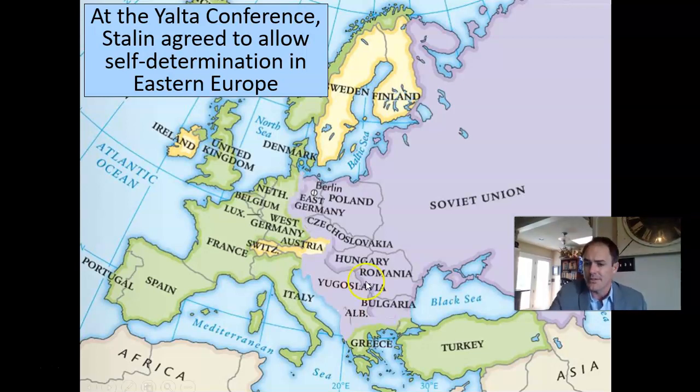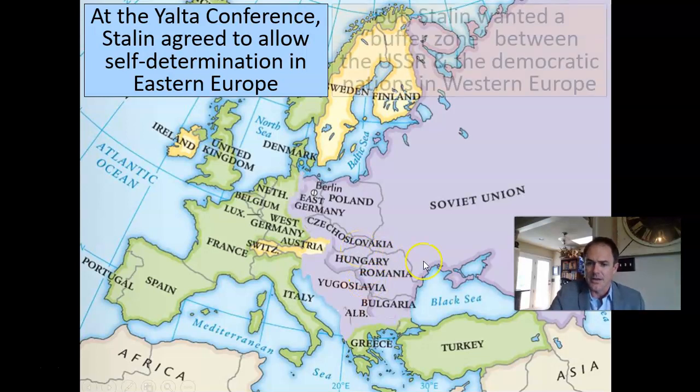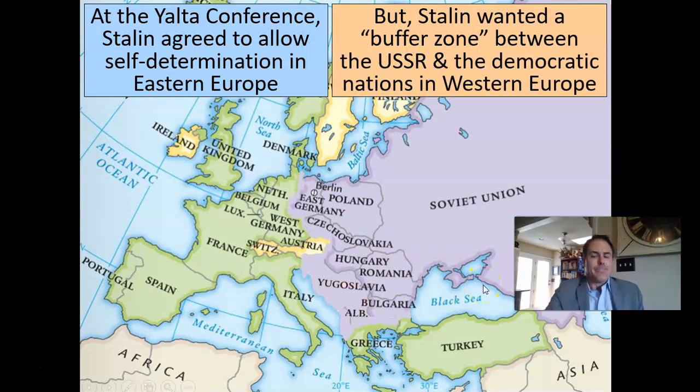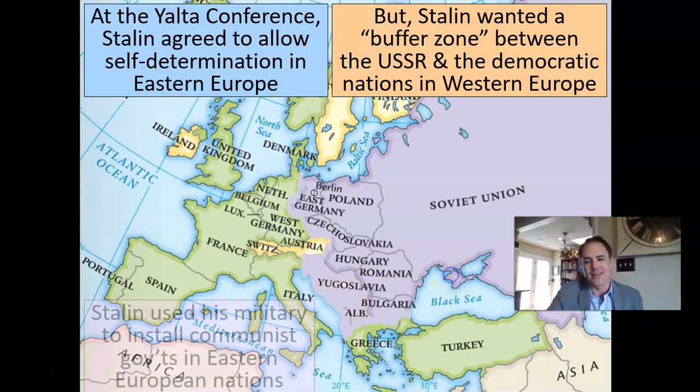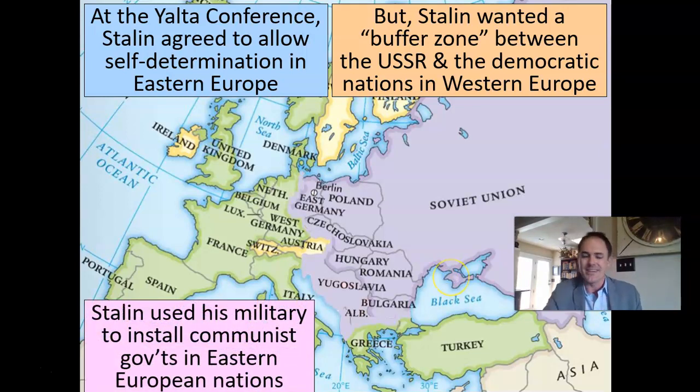Stalin promised to allow self-determination, in other words, to let the people decide what kind of governments they want. But he also wanted what he called a buffer zone, an area to provide a cushion in case another attack from the West came, like in World War I, like in World War II. He wanted a series of friendly nations that could cushion a blow and prevent an attack from the West, right? He's thinking defensively, but the United States sees it more offensively because he uses his military to install communist governments. So he doesn't allow that self-determination that he promised.